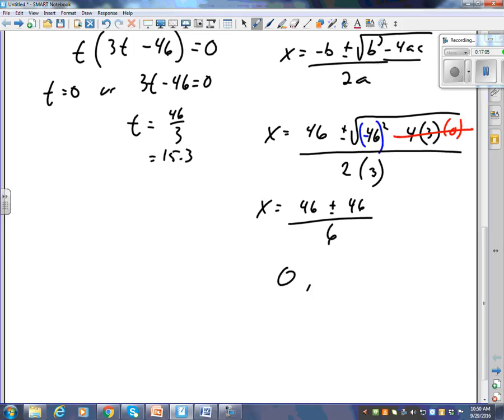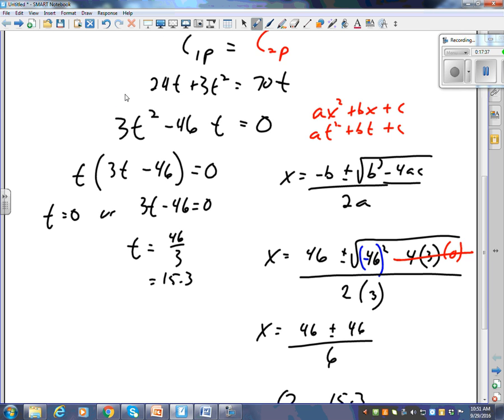46 plus 46 is 92. 92 divided by 6. Are we good there? Yeah? Okay. So it takes 15.3 seconds to catch him.